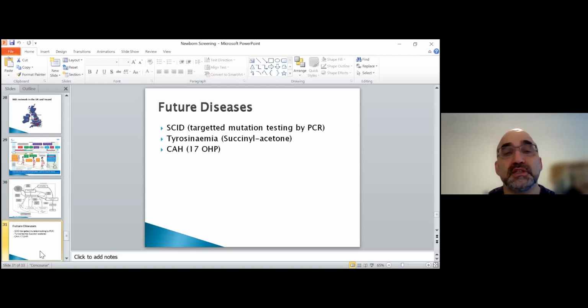and the evaluation is successful. Tyrosinemia, which measures succinylacetone in the blood, is the other thing that is being seriously considered. Again, there is a treatment available, and it is being discussed, but after SCID is evaluated and confirmed. And then congenital adrenal hyperplasia, by checking the 17-OHP on the blood spot. That is the other disease that is being developed for screening, and we are thinking about it.